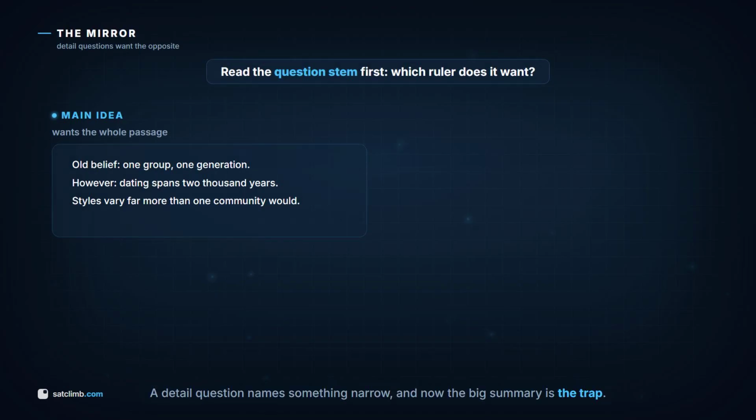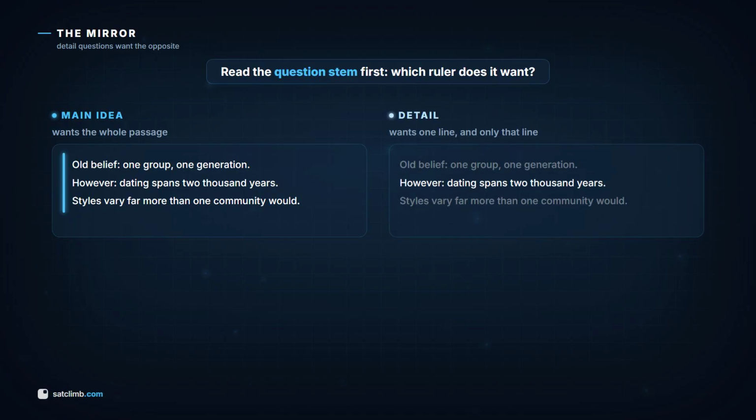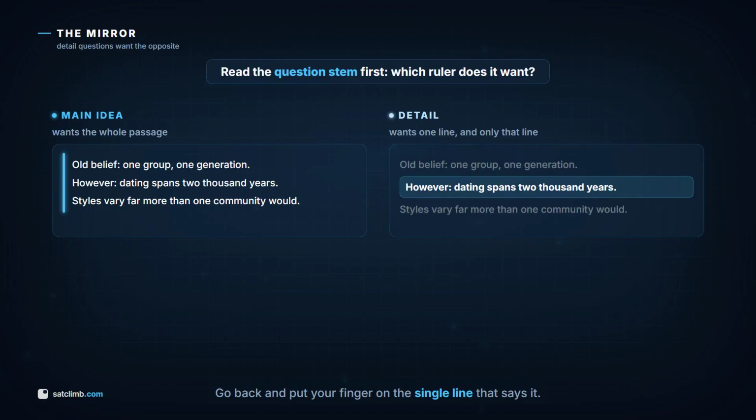Now flip it. A detail question wants the opposite. It asks which line supports a specific point, and now the main idea is the trap. If the question names something narrow, like what the new dating showed, do not answer with the big summary. Go back and put your finger on the one line that says it.